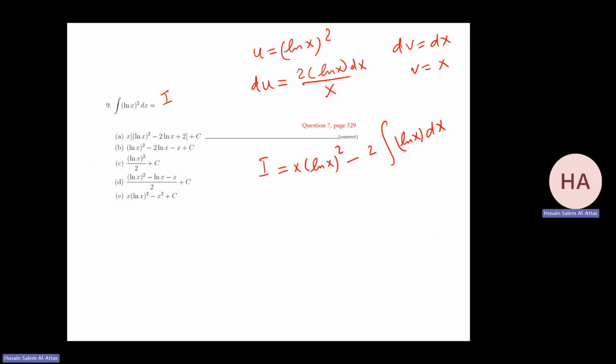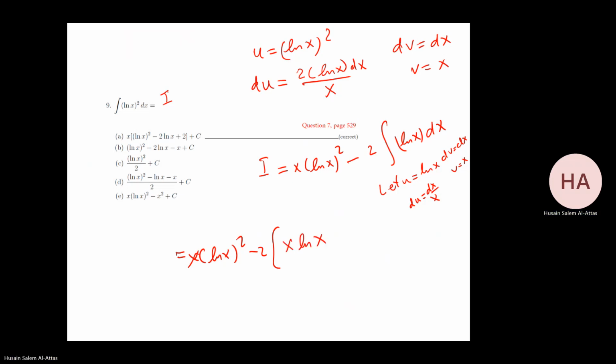Now I will do it again. I'll do integration by parts again. Let u equal ln x, dv equal dx, so v equal x, and du equal dx over x. So that gives me what? x ln x, then minus 2 times... don't forget the 2. What is the ln x integral now? x ln x minus integral of dx plus c.